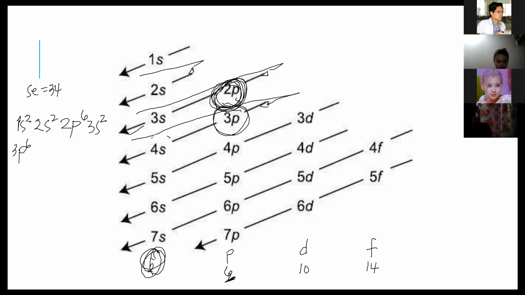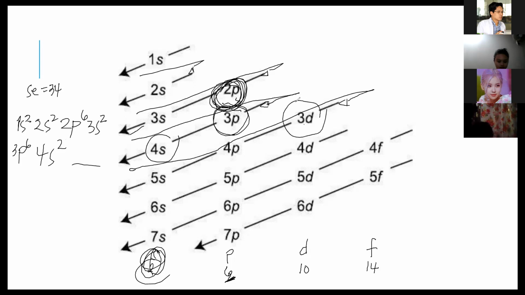And followed by 4s. The maximum number is 2. So 4s2. Followed by, okay, the one on the other side. 3d. We're here already, 3d. So what is the maximum number of electrons for d? 10. Correct. So this is 3d10.